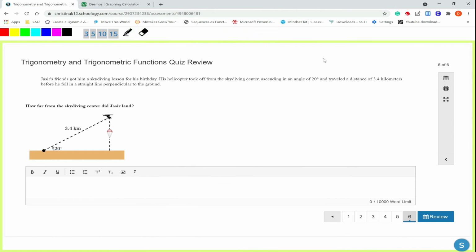And question 6. Desir's friends got him a skydiving lesson for his birthday. His helicopter took off from the skydiving center, ascending at an angle of 20 degrees and traveled a distance of 34 kilometers before he fell in a straight perpendicular line to the ground. How far from the skydiving center did Desir land? So this is what we want to find, this distance x.